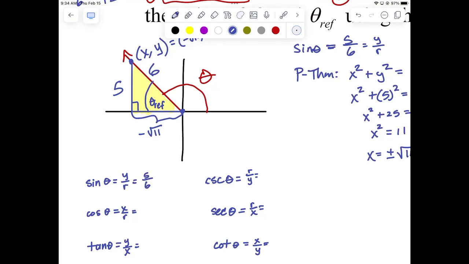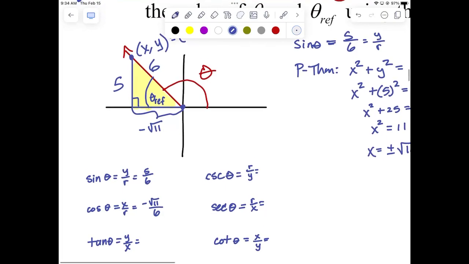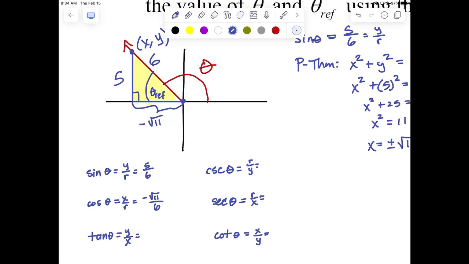5 over 6. Is that what they gave us? Is that the same value that we started with? Yeah. All right, now what's cosine? It's x over r. It's negative square root of 11 over 6. The radius is the hypotenuse, 6. What's the tangent? It's 5 over negative square root of 11.